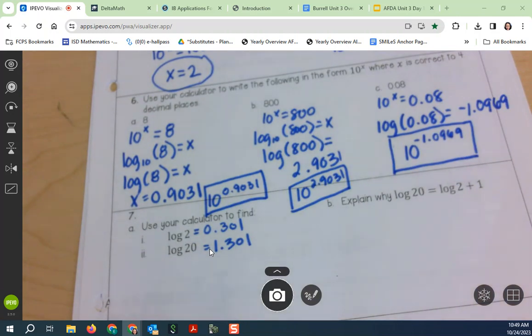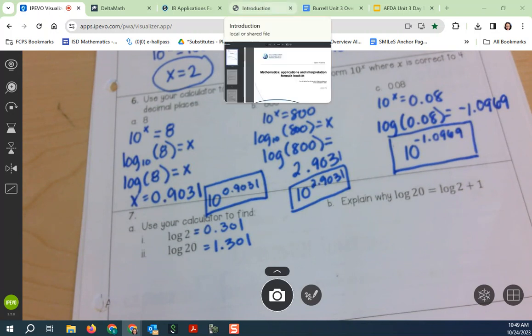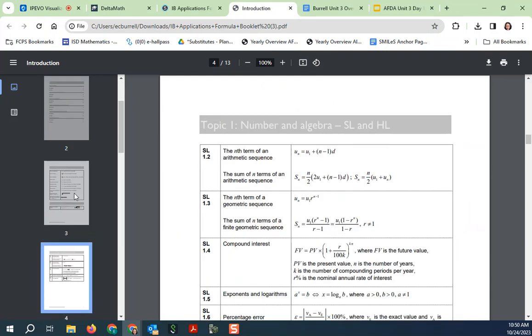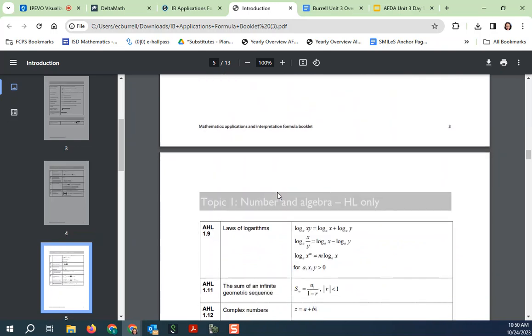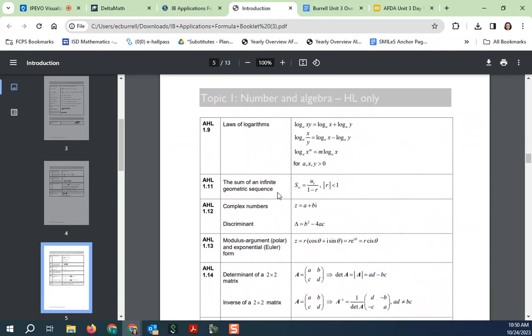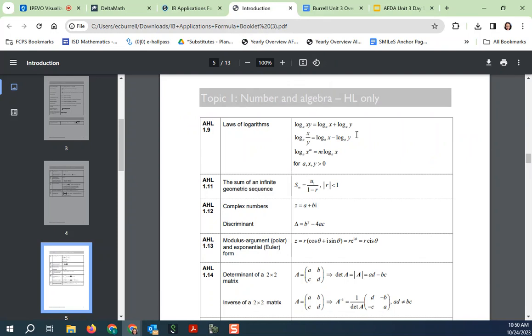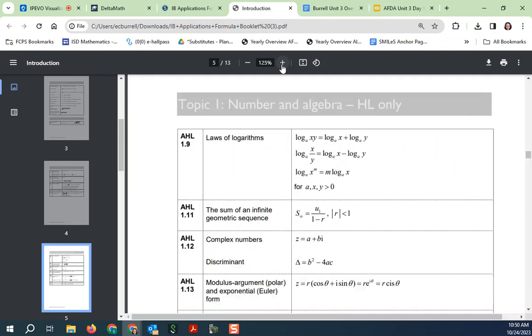And it has to do with these formulas that we haven't learned yet if you took regular Algebra 2. So we're going to go to your formula booklet and find them. Here they are. I'm on page 5 of the formula booklet, looking at laws of logarithms. And if you don't have your formula booklet, remember you can get that in Course Essentials right here. So they're right up here.